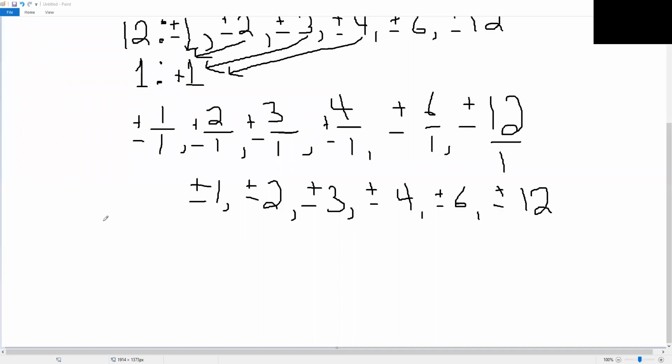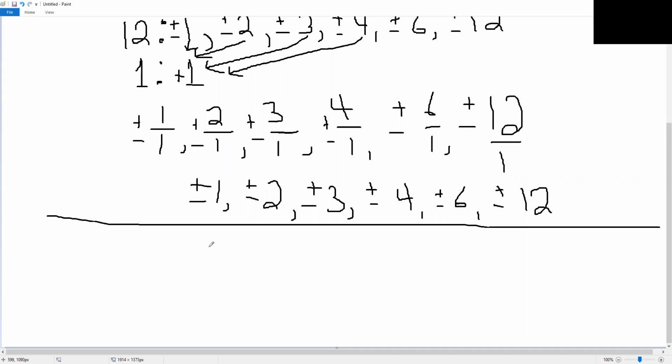Let's do another one. Just want to draw a line here. 2x to the 3rd plus 5x squared plus x minus 2. So what we do is we find factors of the constant and the factors of the leading coefficient.